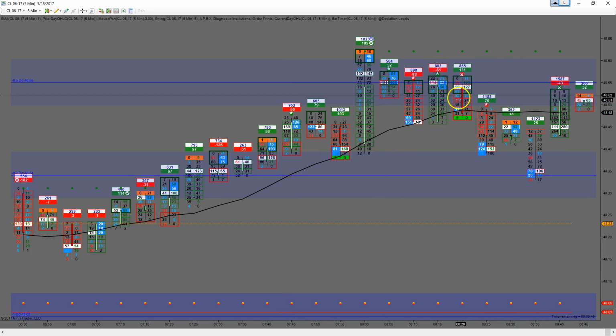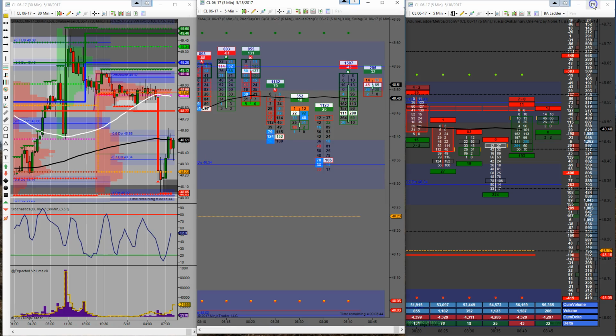So I'm going to just watch for a while, see if we can get our prints and go forward from there. So stochastic sitting in the middle. It's just kind of a no man's land. So this is just where I'll watch and see what kind of decisions will be made at this point. So I'll put time and sales back up here and we'll see.